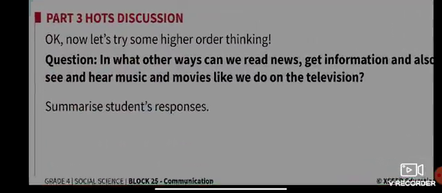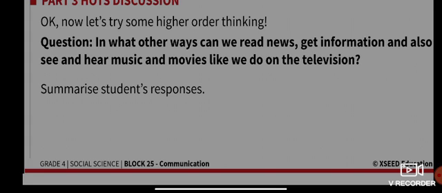Now the last question: in what other ways can we read news, get information, and also see and hear music and movies like we do on the television?